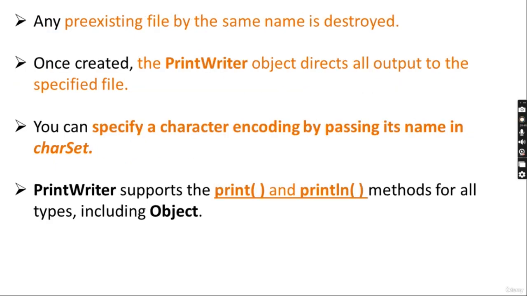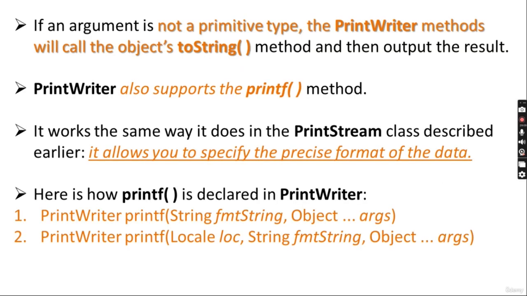Any pre-existing file with the same name will be destroyed or lost once created. Once created, the PrintWriter object directs all output to the specified file. You can specify character encoding by passing its name in charSet, which type of encoding you require. PrintWriter supports print and println for all types including objects.